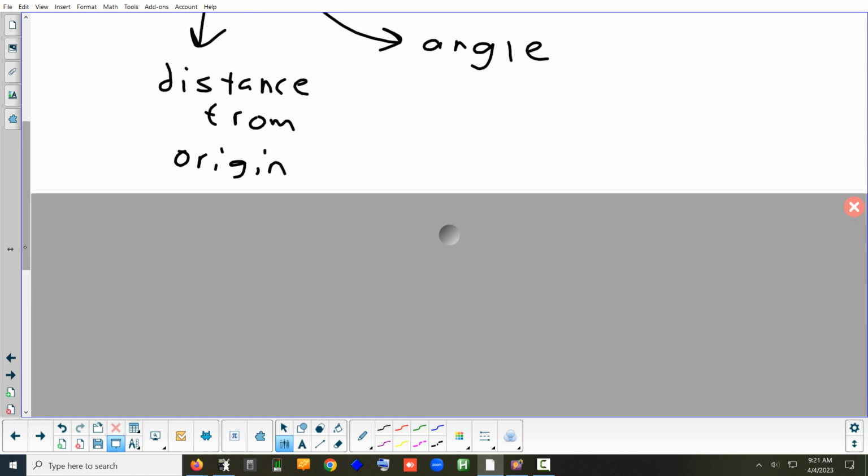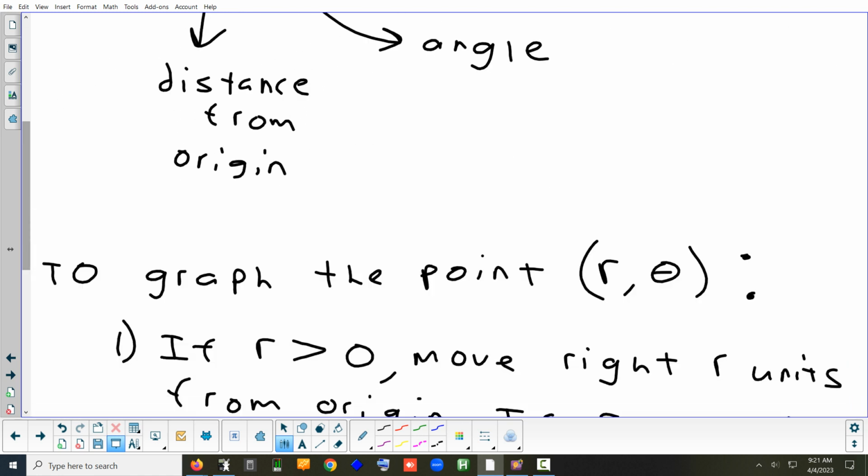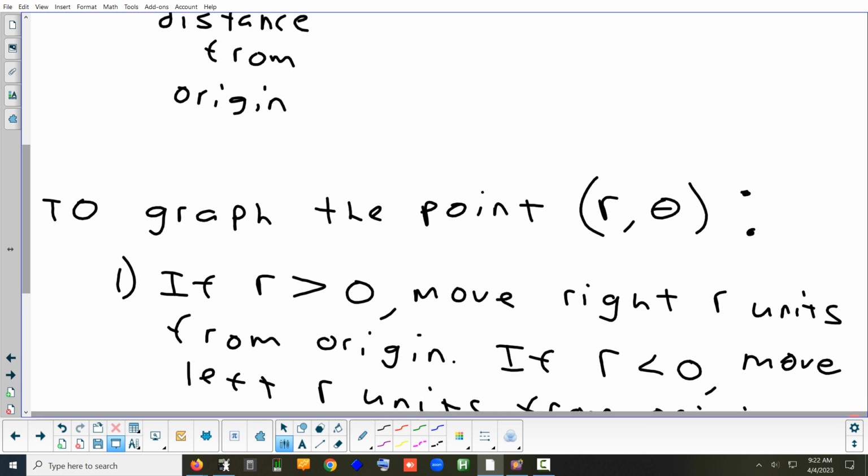So let's kind of go over when you do which one. So in terms of graphing a point in polar, r is very similar to how you would handle x. If r is a positive value, you're going to start by moving to the right. If r is a negative value, you're going to move to the left.